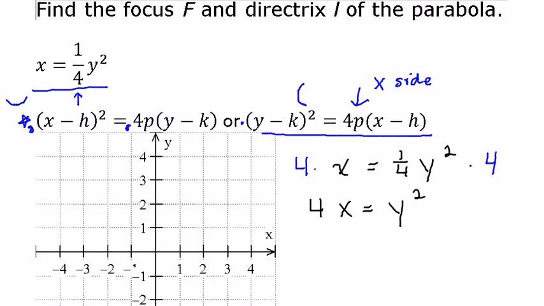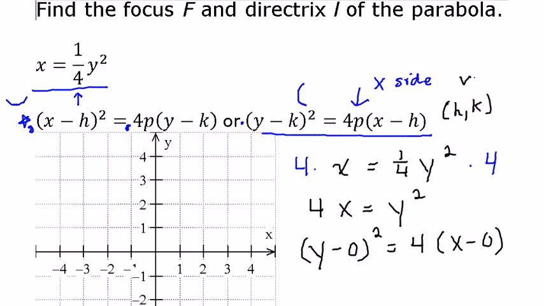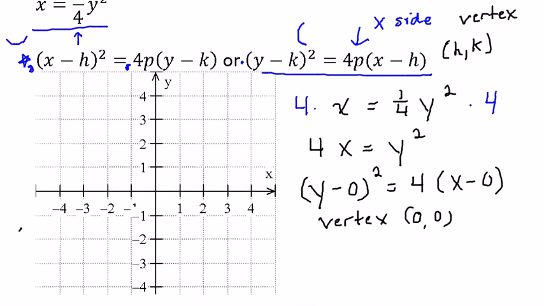If you want it to look exactly like standard form, you can put the y squared on the left and you can say y minus 0 squared. And then the 4p is the 4. And then we have an x minus 0. In these formulas that I wrote down, hopefully you remember the vertex is h, k. So the vertex of our parabola is 0, 0. So we have a parabola opening to the right and with the vertex at 0, 0. We can go ahead and draw a little sketch.